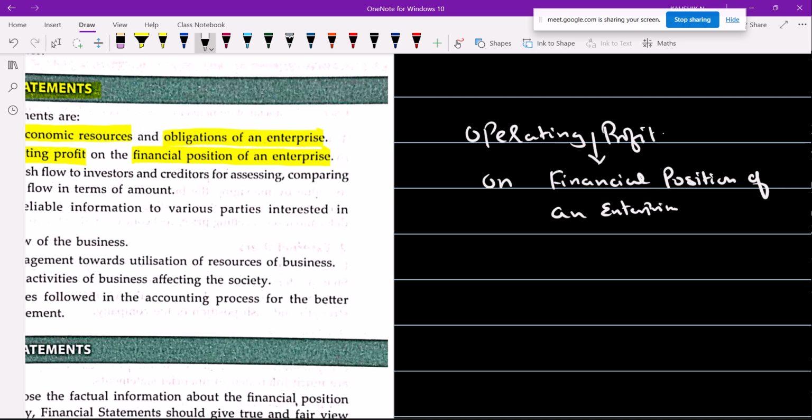Now tell me one thing, from where will you get the result of profit or loss? Operating profit or net profit, whatever it is, from where will you get this information about profit or loss? From where will you get the value of profit or loss?